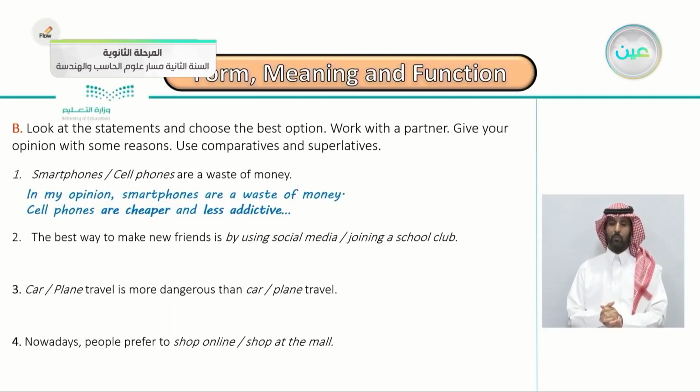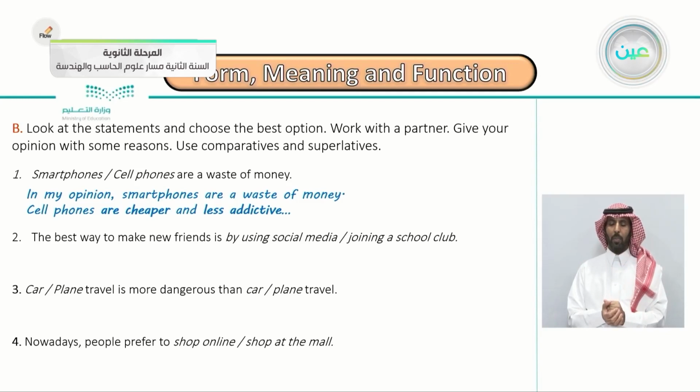Let's go to the other exercise B. Look at the statements and choose the best option. Work with a partner, give your opinion with some reasons, use comparative and superlatives. The first one is already done. Smartphones, cell phones are a waste of money. In my opinion, in my view, so you can choose whatever you want here. In my opinion, smartphones are a waste of money. Cell phones are cheaper. This is comparative and less addictive.